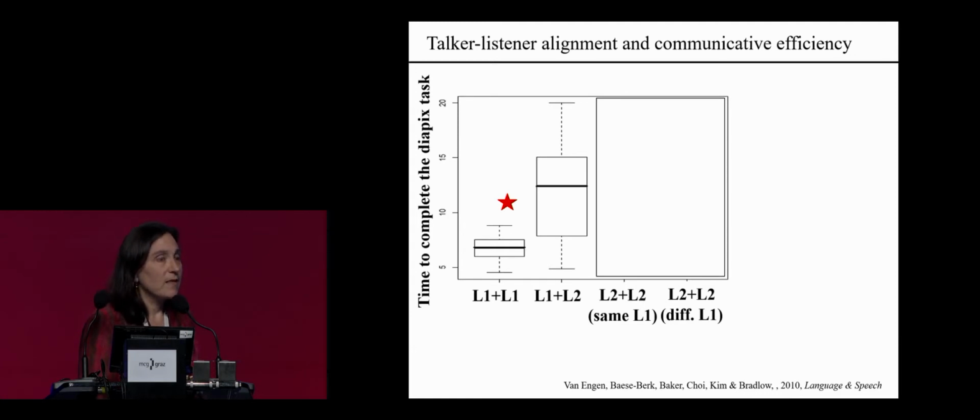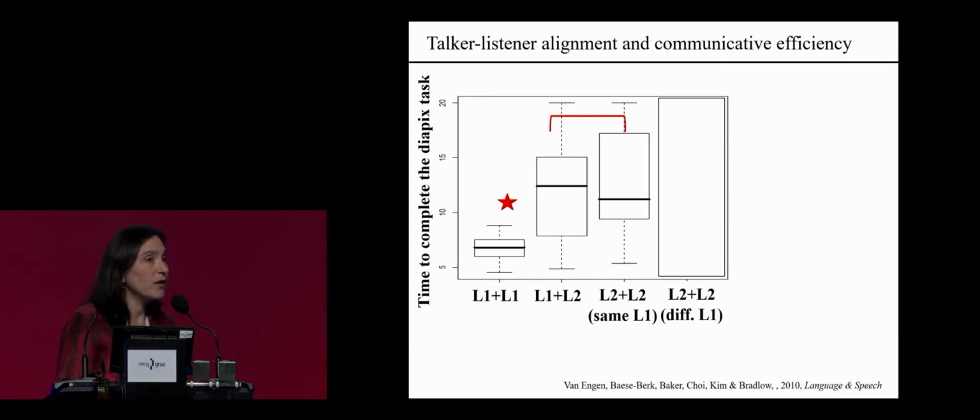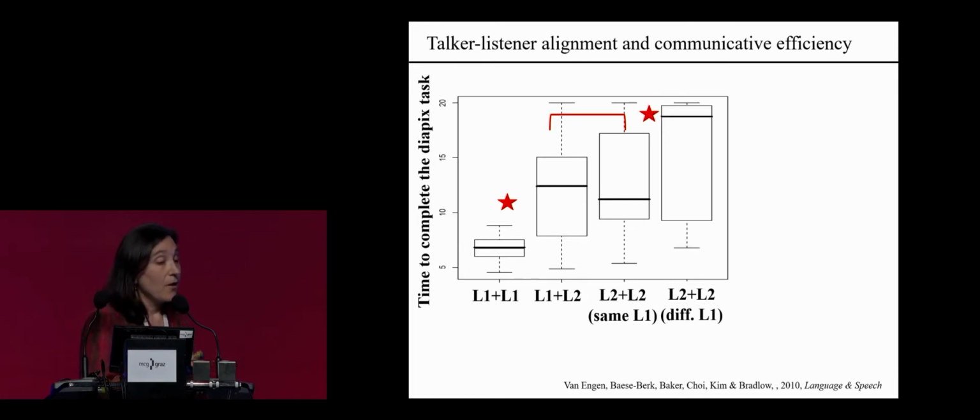But notice that when you have two non-native speakers from the same native language background, they're just as efficient as a native and a non-native speaker. And remember that the native speaker here is aligned to the language of the task, even if they're not aligned within the pair. When you get two non-native speakers from different native language backgrounds, that's the most difficult situation. And here we have the least efficient communication and the longest time to complete the task.